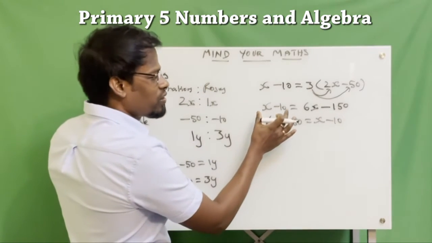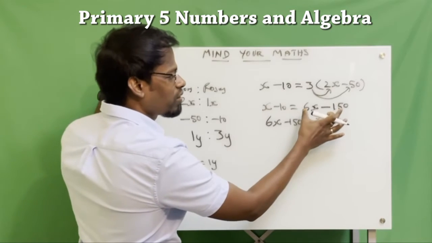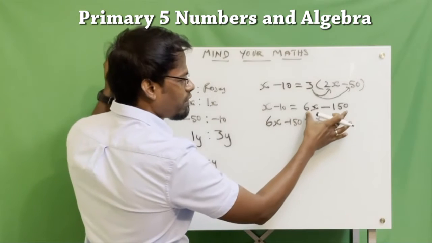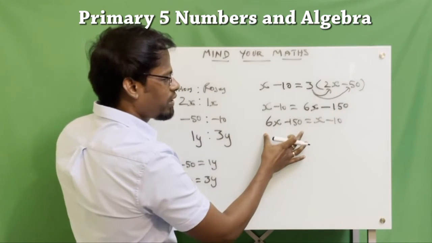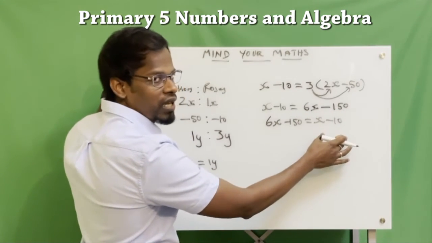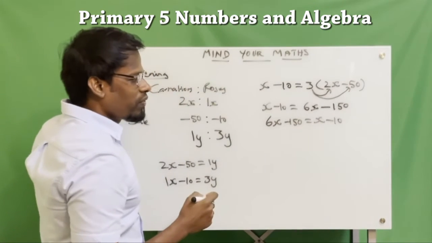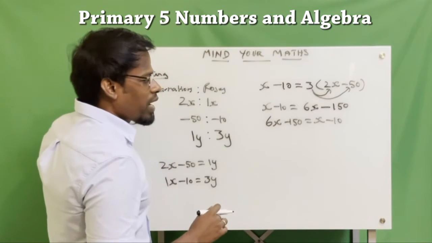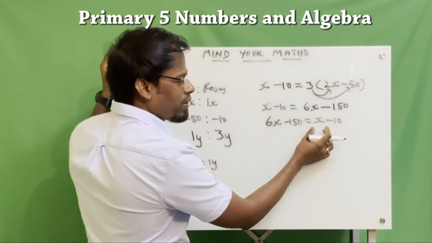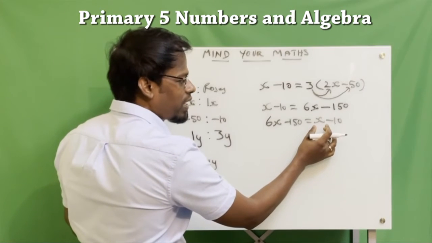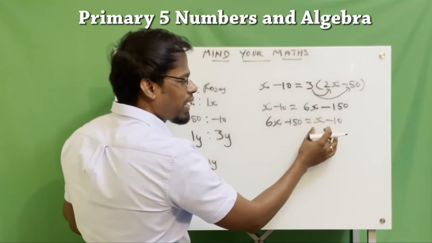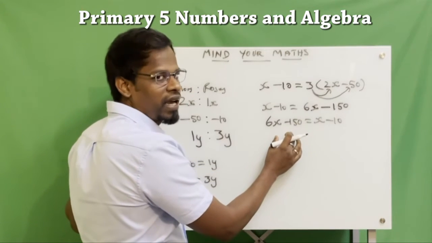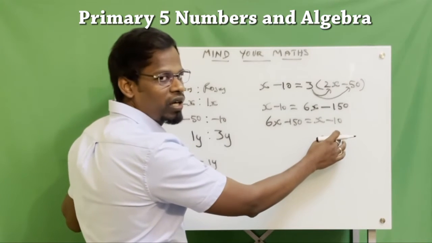So nothing has changed, no value has changed, just that this one is equal to this one, which means this one is equal to this one as well, right? So that's why we have written the 6x minus 150 here and then x minus 10 on this side. Now there are many ways to simplify from here. Let's first simplify the x, right? Because both sides we have x, we need to make sure that only one side there is x, and the other side it is only numbers.